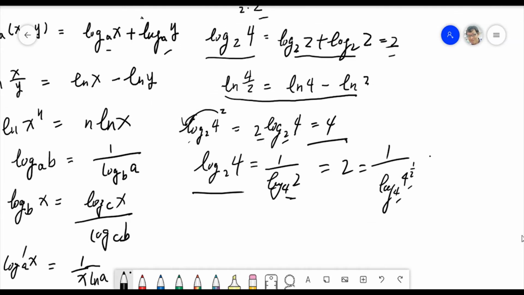So this is like what? 1 over what? 1 over 2. Log 4 to 4 is 1, right? So it equals 2. Same, right? Okay.